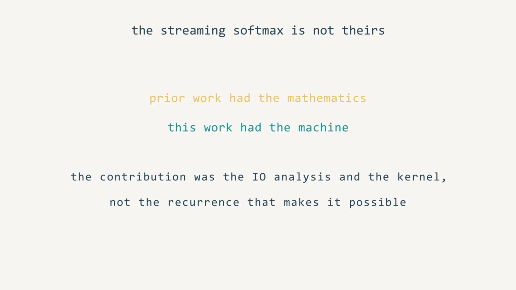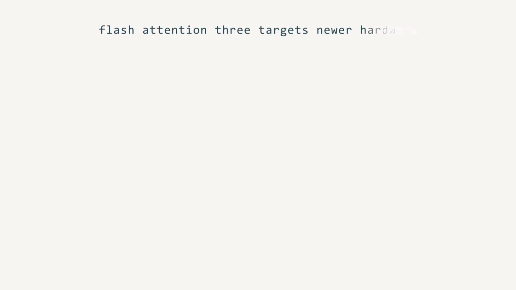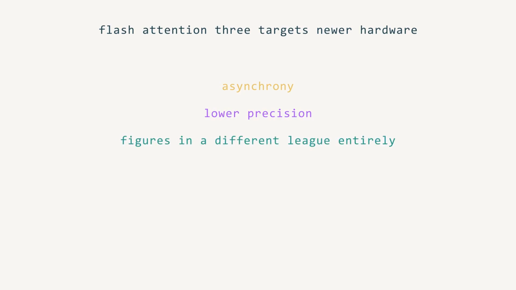Every number here is an A100 from the 2022 paper. Current hardware differs. The SRAM bandwidth figure in particular is described in the paper as an estimate, not a datasheet value. Flash attention 3 targets Hopper specifically, asynchrony, low precision, and reports figures in a different league entirely. The principle survives all of it, the constants don't.